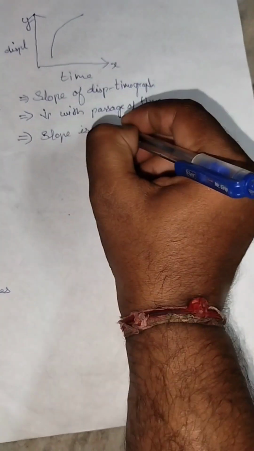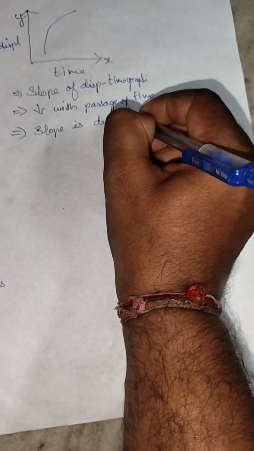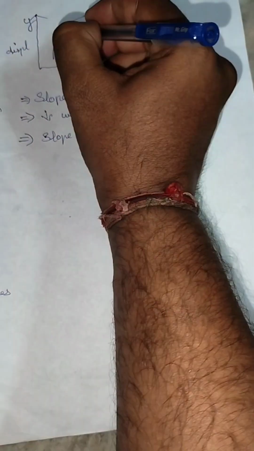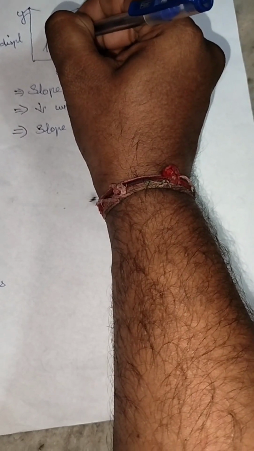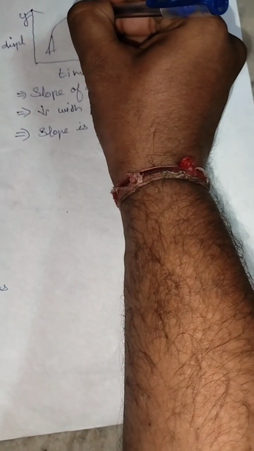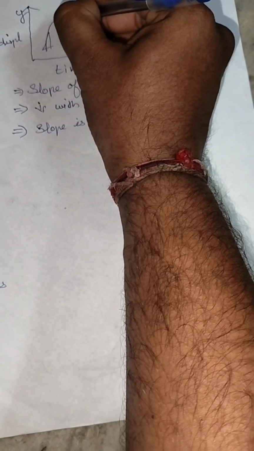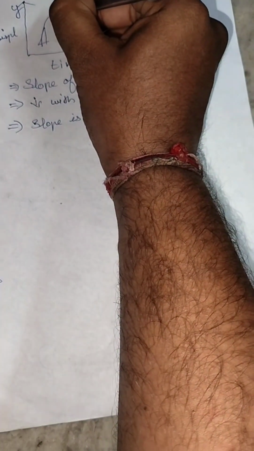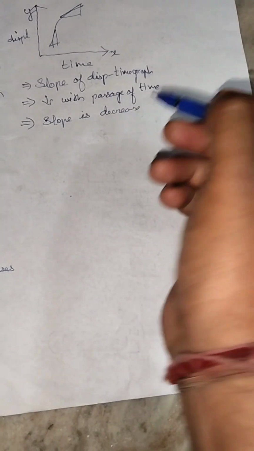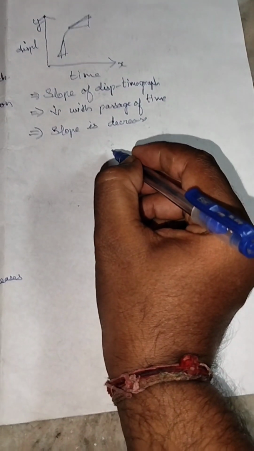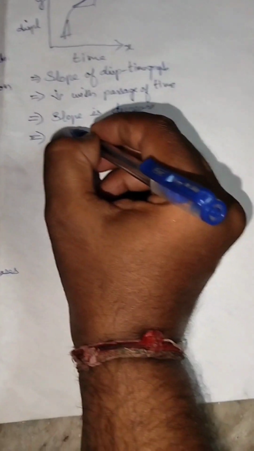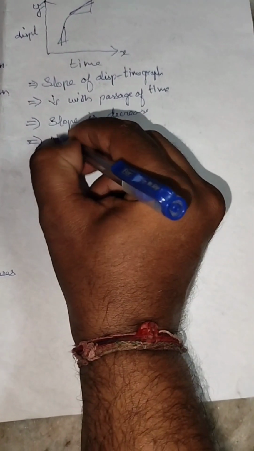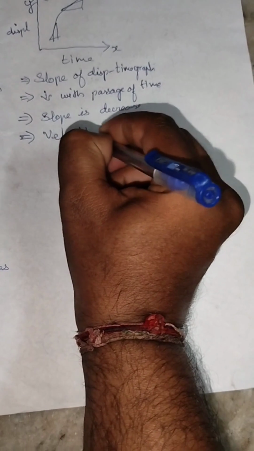Sir, how can we define it as the slope decreases? You can define the slope like this. Even you can define the slope in this style. So the slope decreases, and followed by it is a decelerated motion. So obviously velocity also decreases.